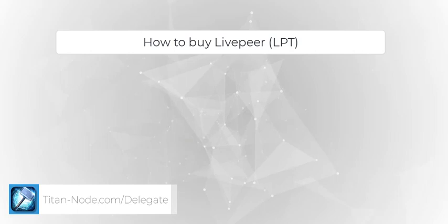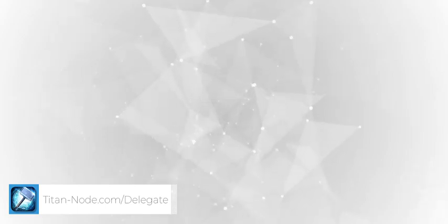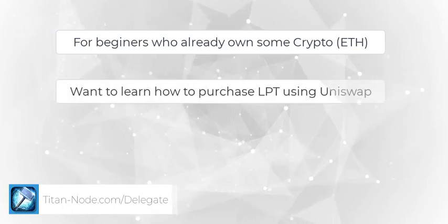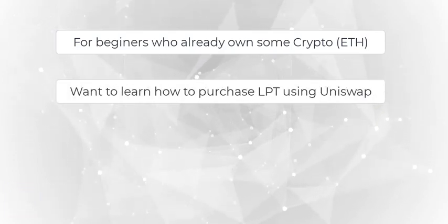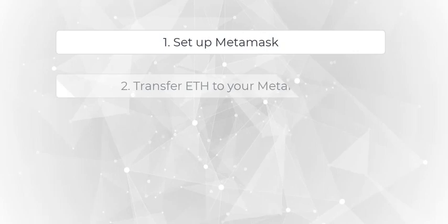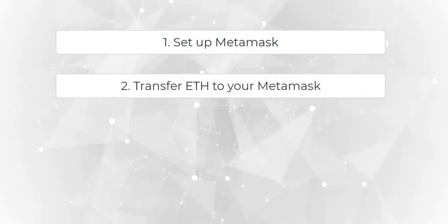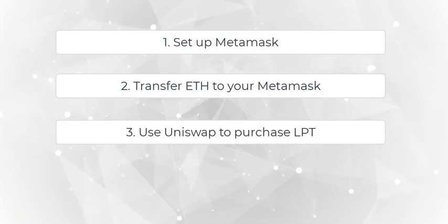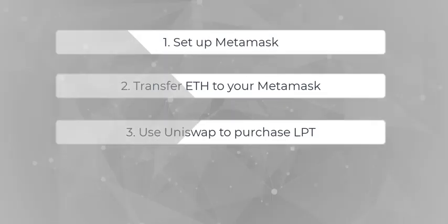Today, we will be talking about how to buy Livepeer tokens. This tutorial is for beginners who already own some crypto and want to learn how to purchase LPT using Uniswap. In this video, we'll be going through 3 steps. Step 1, setting up MetaMask. Step 2, transfer ETH to your MetaMask. And step 3, using Uniswap to purchase LPT. Let's get started.